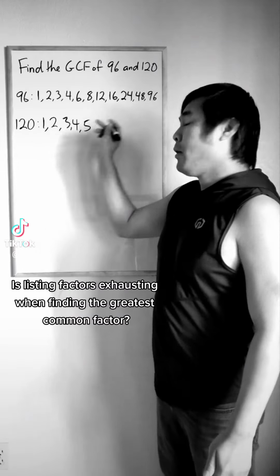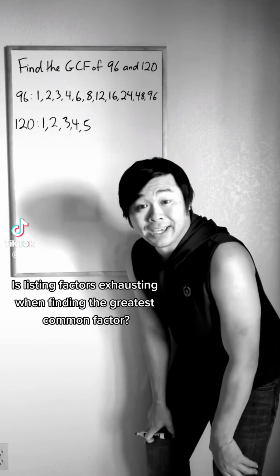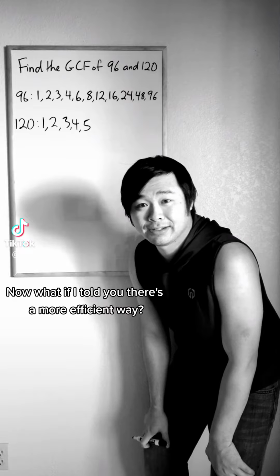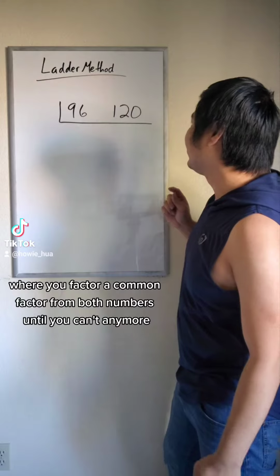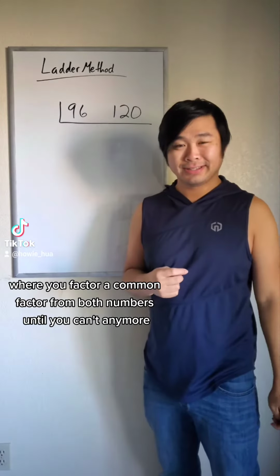Is listing factors exhausting when finding the greatest common factor? Now, what if I told you there's a more efficient way? Introducing the ladder method, where you factor a common factor from both numbers until you can't anymore.